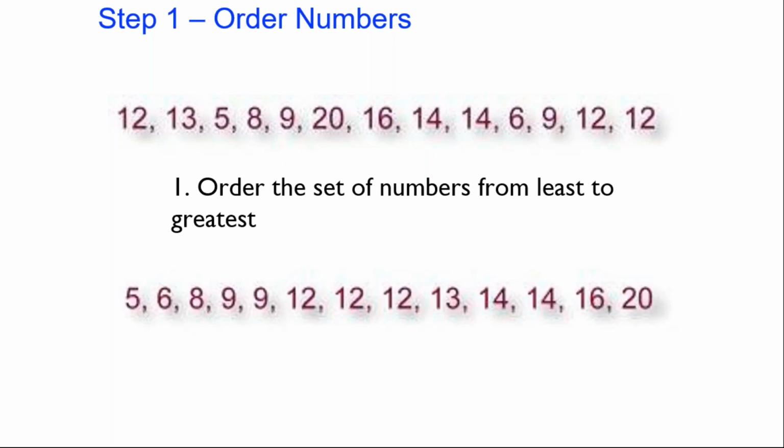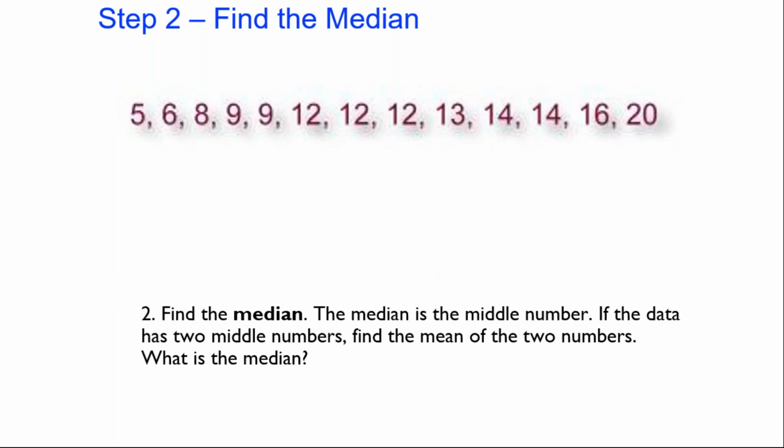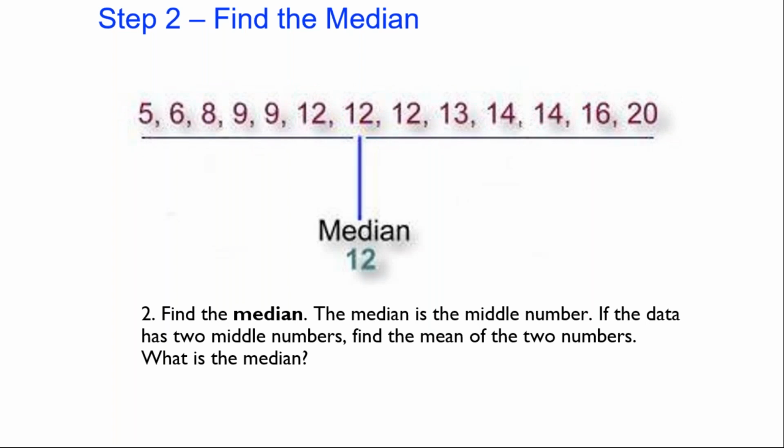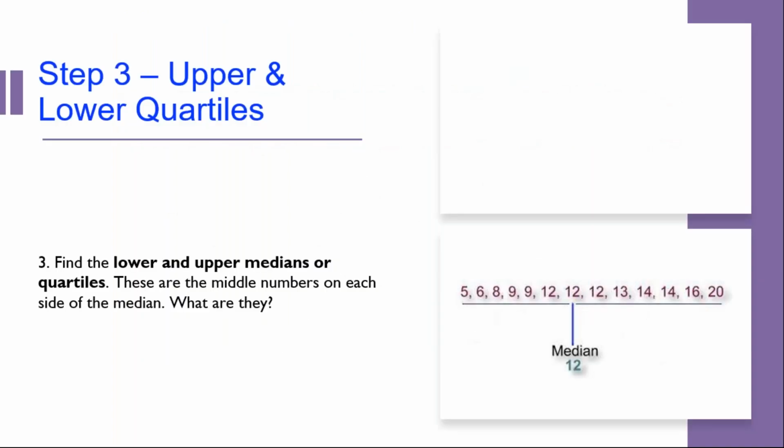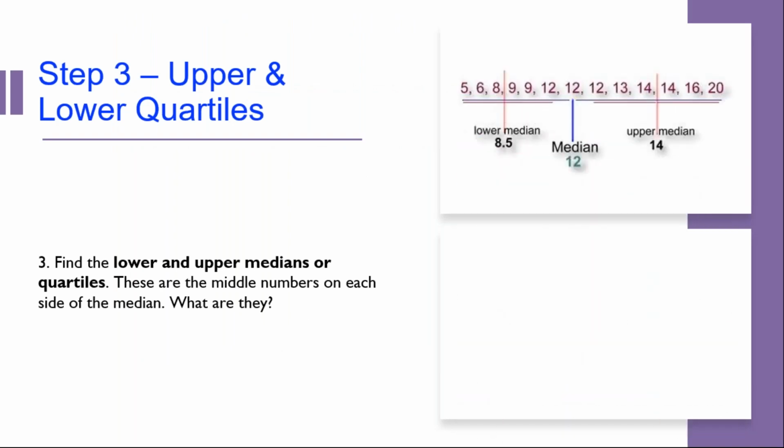Now first you have to order it, then you have to find out the median. So here the median is 12. Then you have to find out the lower and upper medians. So find out the median. The median is going to divide your data into two segments. Then in segment 1 and segment 2, you find out the lower and higher medians.